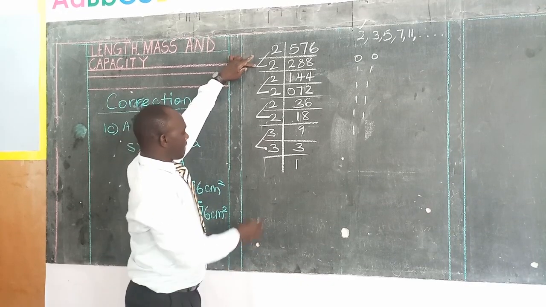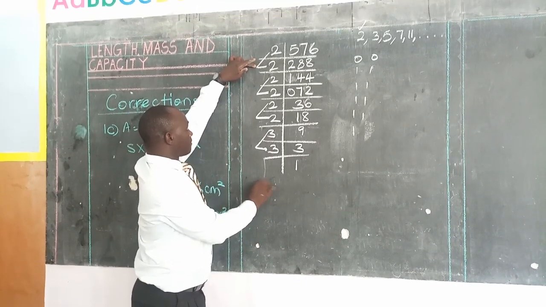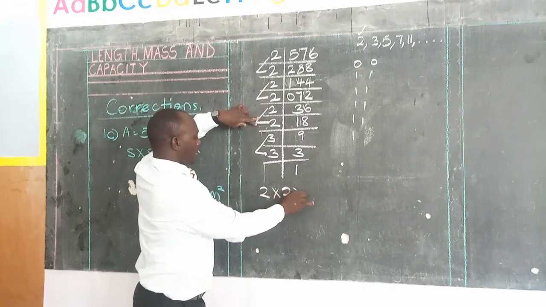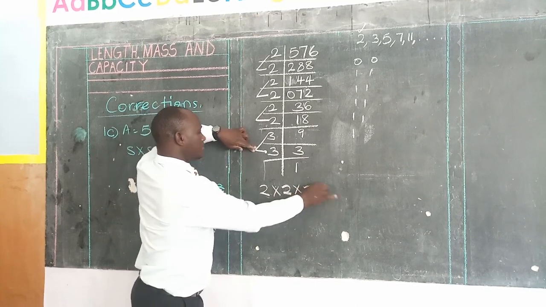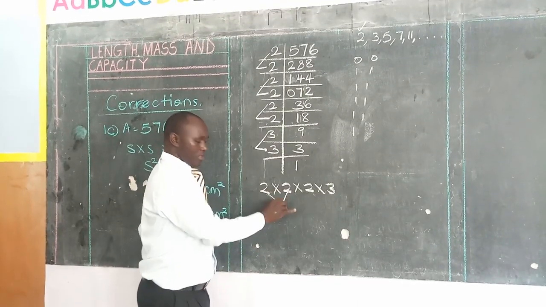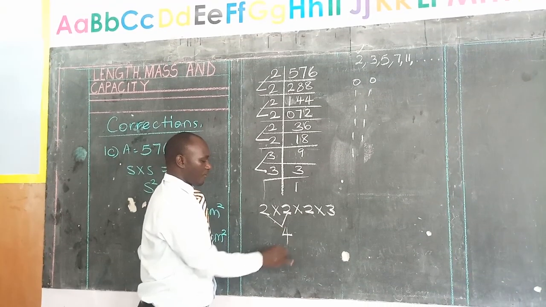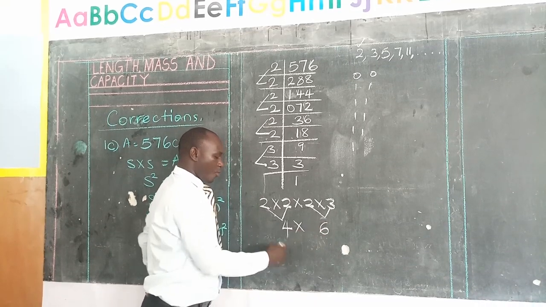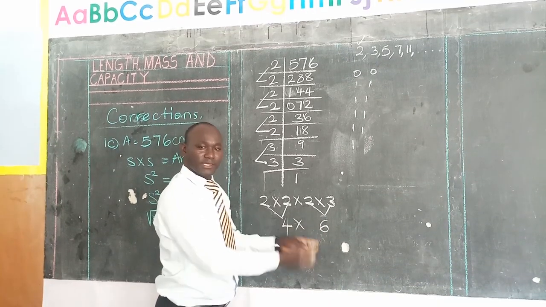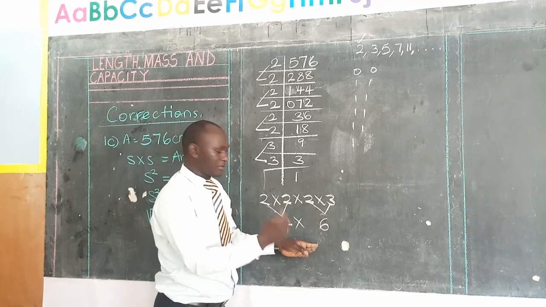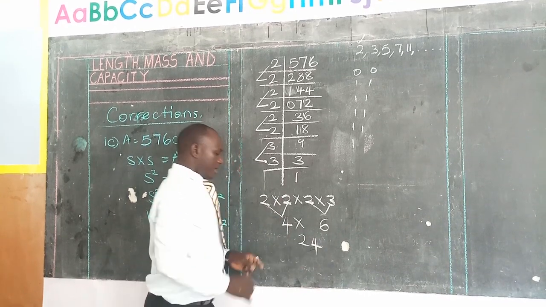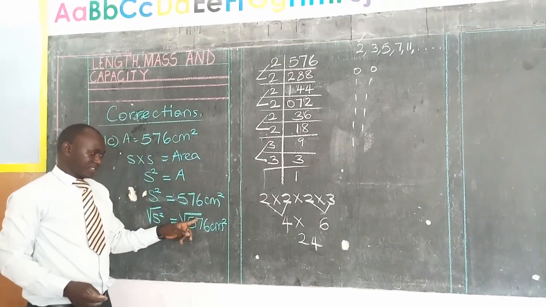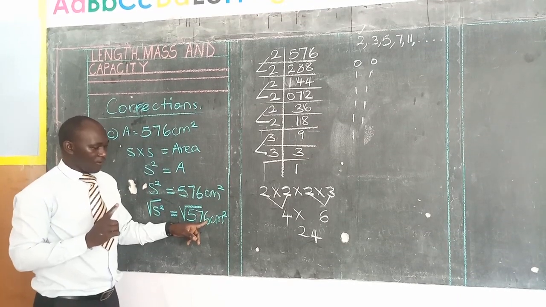So at this point, I'm going to take this 2 times 2 times 2 times 3. So 2 times 2 is 4. When I multiply 2 by 3, I'm coming up with 6. What is 4 groups of 6? I think that will give me 24. This tells me that the square root of 576 is going to be 24.